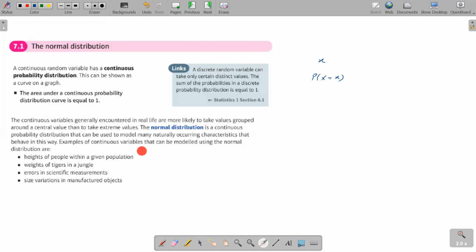So examples of continuous variables that can be modeled using a normal distribution are heights of people within a given population. If you take heights of people, you will see that more people are grouped around a certain height. You will find a lower number of people who are extremely short and a lower number who are extremely tall. Most of the people would be near the mean value, while fewer people are distributed away from the mean. Do you get it? So weight, and then errors and size variations. They've given you some examples. Now let's see how to model the normal distribution, how to draw the curve, and how to find probabilities using the normal distribution.